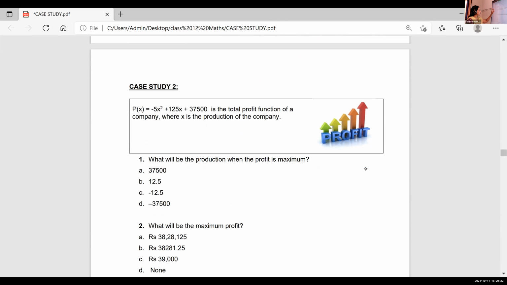So look at the question. When a case is given, read it. P of x is the total profit of a company where x is the production of the company. x denotes the production. How many units we produce? Now here what you have to find? What will be the production when the profit is maximum? Try this. Find out the answer for the first 2 questions, 1 and 2. 2 minutes. Keep the time limit in your mind. Don't take your own time for solving. 2 minutes only. Make it fast.